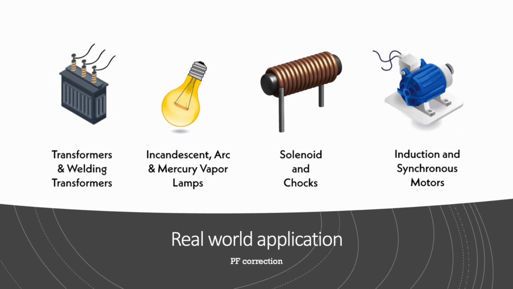Power factor correction is widely used in industrial plants, where large inductive loads cause lagging power factors. By adding capacitive components, these facilities improve their power factor close to unity, reducing energy losses, avoiding utility penalties, and increasing equipment lifespan.